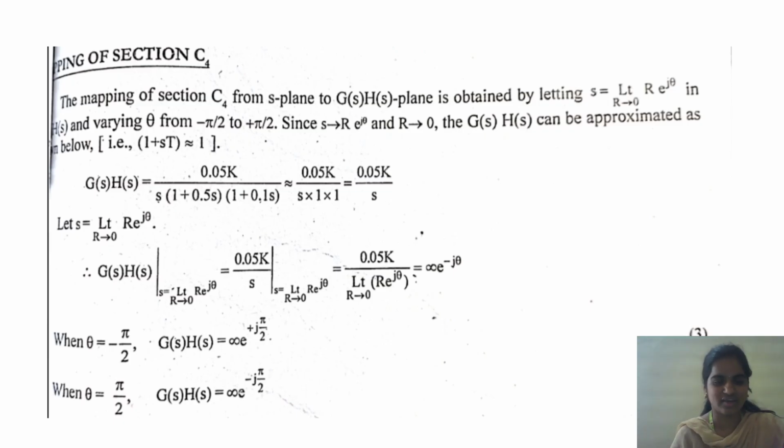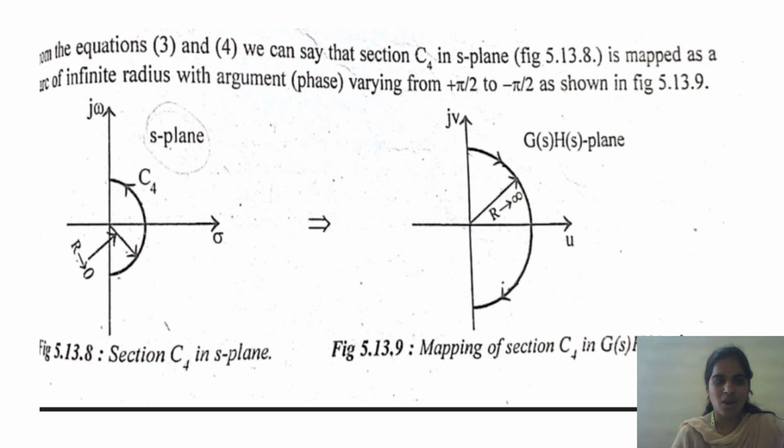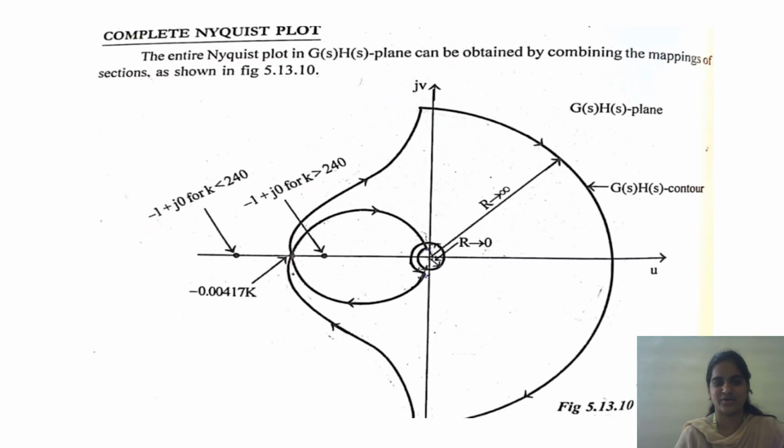There is the equation infinity e to the power of plus j pi by 2, and theta equals pi by 2. G(s)H(s) equals infinity e to the power of minus j pi. Finally, the mapping of C4: C4 is R tends to infinity in the downward direction. This is the section of C4, and this is the mapping of C4 of G(s)H(s).